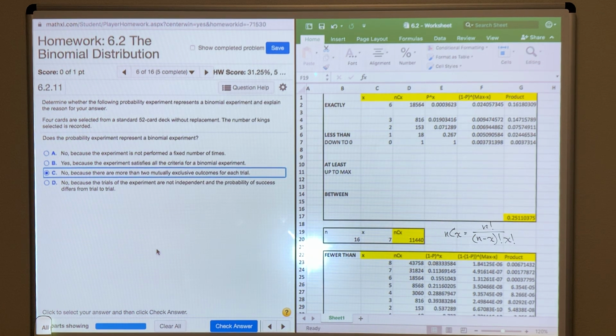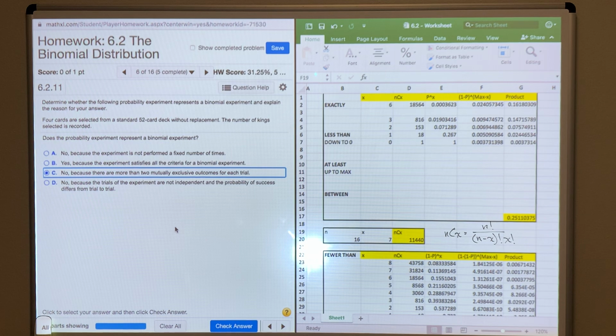Okay, so let's take a look at C. Clearly this is not a binomial experiment. C, no, because there are more than 2 mutually exclusive outcomes for each trial. No. Well, let's take a look at the last one, and then we'll look at it. No, because the trials of the experiment are not independent and the probability of success differs from trial to trial. That's the answer, but let's talk about C.